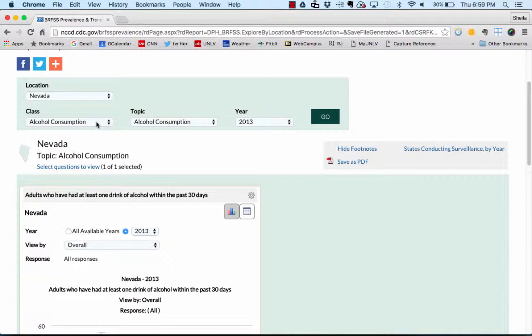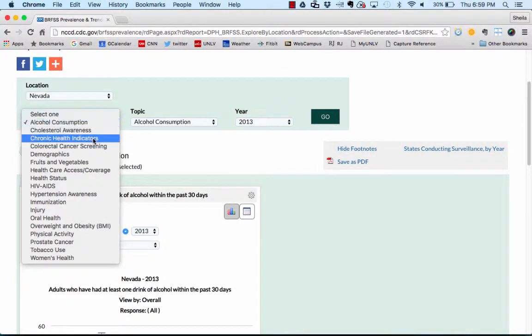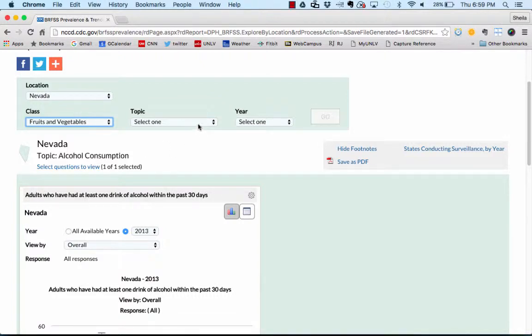I'm going to choose my class, or my general category of questions. I'll choose fruits and vegetables. And then my topic, which would be related to the individual question. I'm going to go with 5 servings of fruits and vegetables a day. And then it's going to pop up the most recent year where that data was collected. Just go ahead and use that most recent year for your paper, and then click Go.